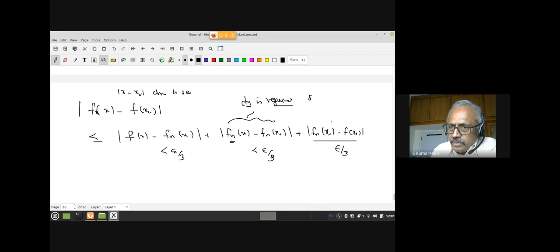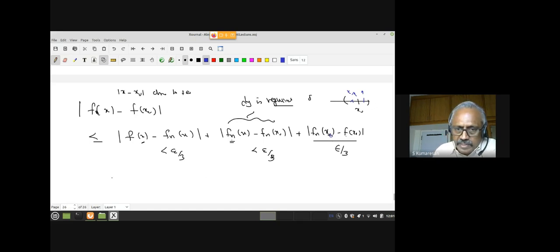Now what do I know? fn converges to f uniformly. Therefore, whatever x you give, in particular it may be an x naught, it may be any x which is near to x naught. So I have an x naught here. My x may be something here. My x may be anything here. You see that for every x, I want this to be less than epsilon. That is where the uniform convergence takes place. Here it is okay. This is only one point.